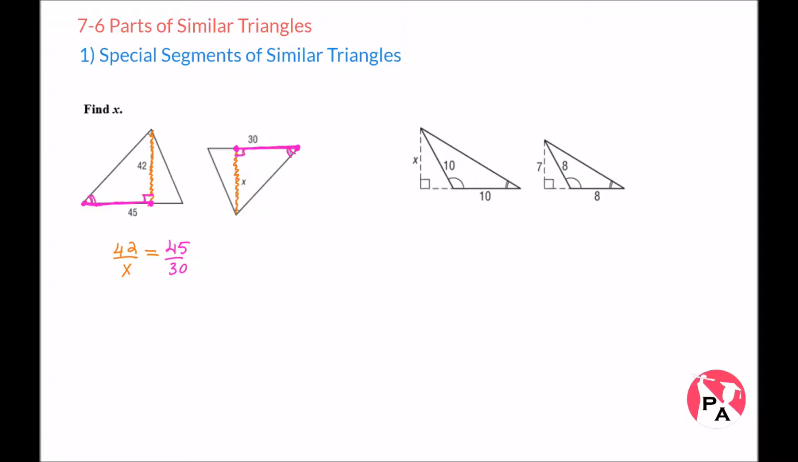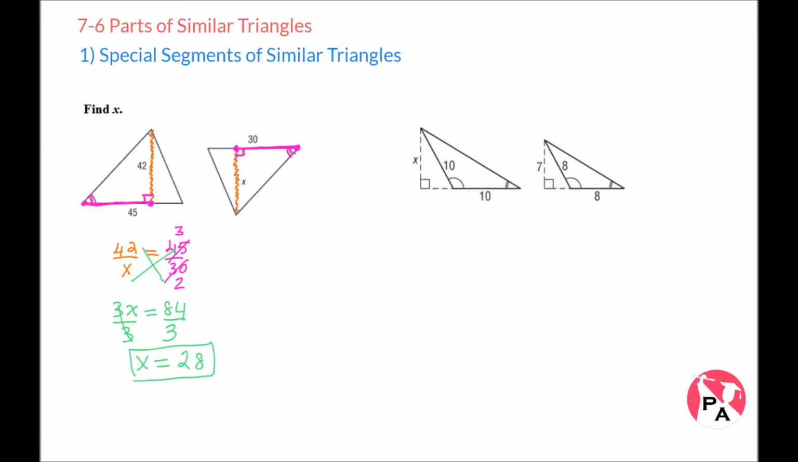So if we cross multiply, we can figure out what x is, but before that, I want to simplify 45/30 by dividing each number by 15. 45 divided by 15 is 3. 30 divided by 15 is 2. So now I can cross multiply. 42 times 2 and x times 3. 3x equals 84. If we divide each side by 3, we get x equals 28.